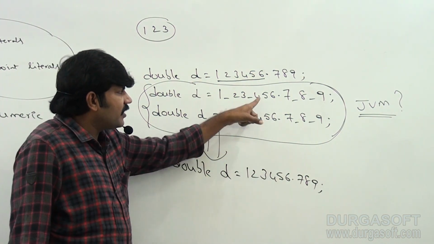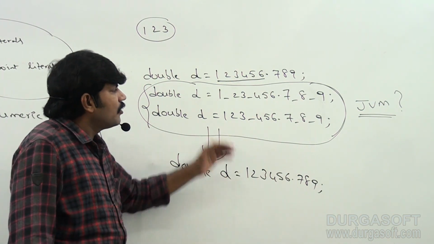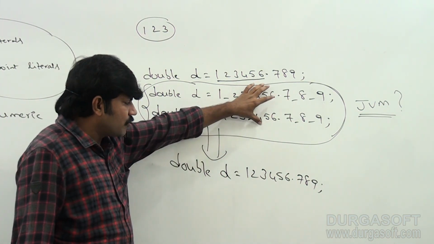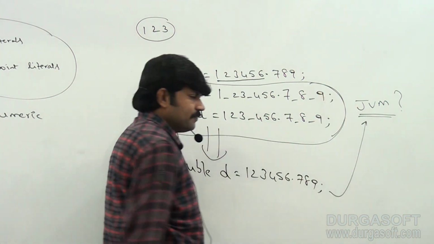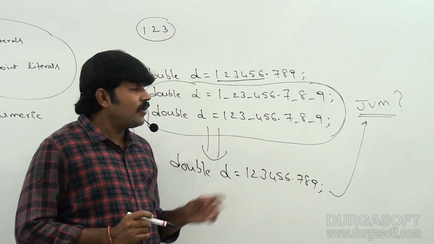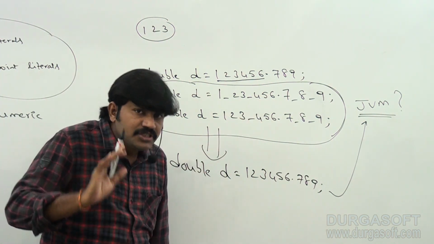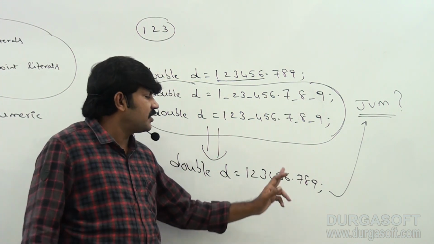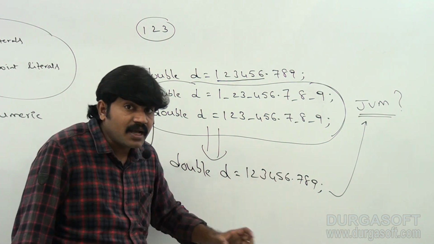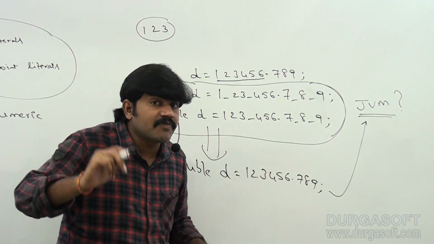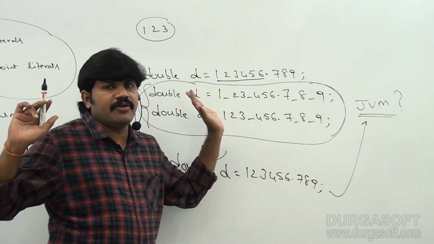So whether this form or this form, the JVM doesn't care about all this. The compiler will remove all these underscore symbols, and only this number will be available to the JVM. Clear, right? The JVM doesn't know about underscore symbols, because the compiler at the time of compilation removes them by default. Any doubt?